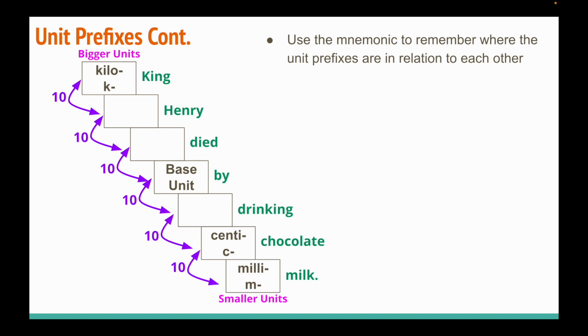So we're going to use this mnemonic, King Henry died by drinking chocolate milk, to memorize this. You're going to want to memorize it. It's going to help you out, and you can use it throughout your entire science career.